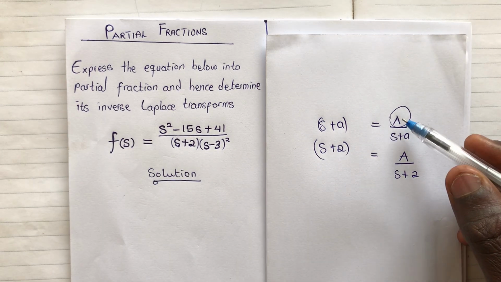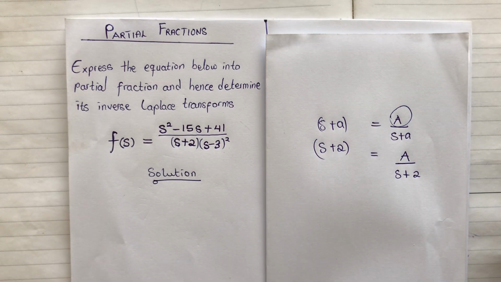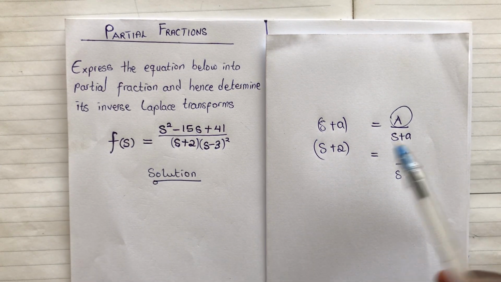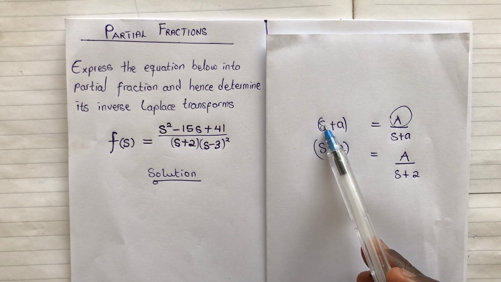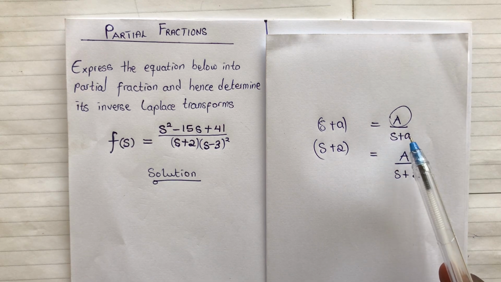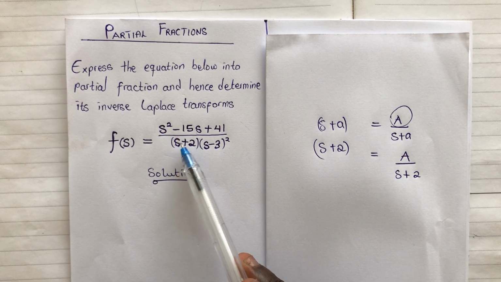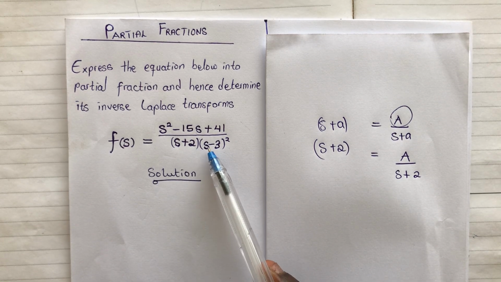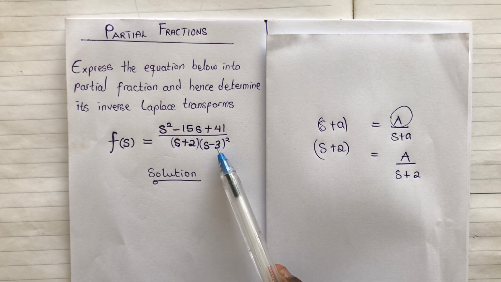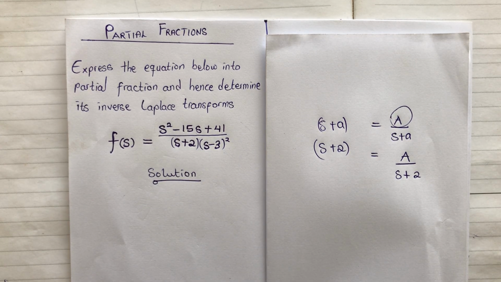You can use any variable, but let's use A. So A is a constant to be determined. Anytime you have a function resolving into partial fractions, you look at the denominator. If it is a linear factor like this, then you take A over s plus 2. Now watch something. In this question, we have a linear factor s plus 2 multiplying a repeated factor s minus 3. So we need to consider this side and change it into partial fractions.